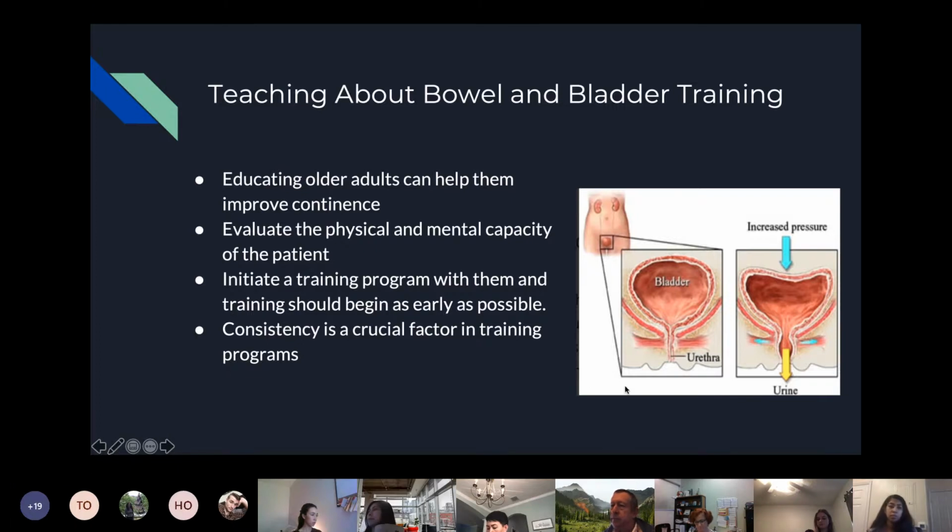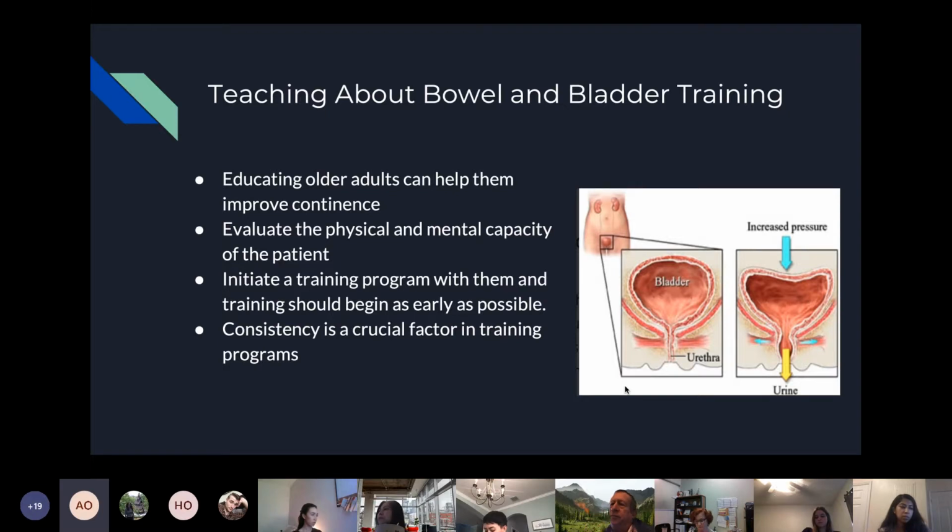Teaching about bowel and bladder training. Educating older adults with incontinence about bowel and bladder training can help them improve continence. However, the nurse must evaluate the physical and mental capacity of the patient to achieve continence before a training program is begun. Some patients may not have the functional capacity to control their elimination despite good intentions. To initiate a training program with them would be unrealistic and frustrating.